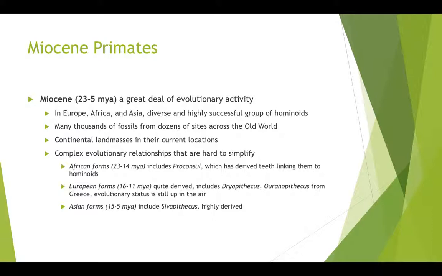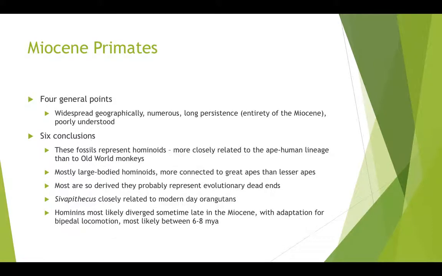There are four general points that we need to talk about with respect to Miocene hominids, the Miocene apes. In general, they're widespread geographically. They are very numerous. They have a very long persistence. They survive for the entirety of the Miocene. They are also poorly understood.